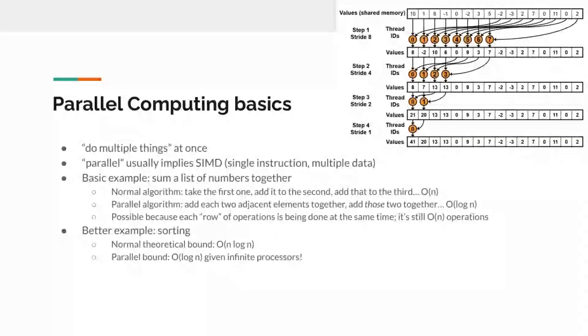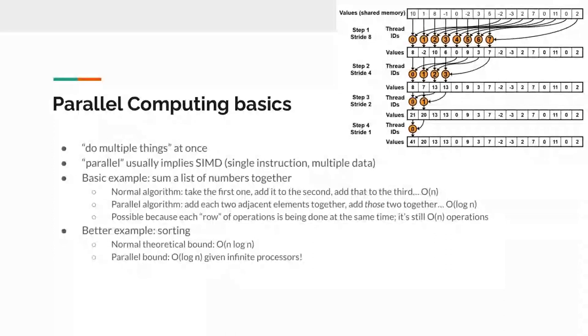The basics of parallel computing is that you're doing multiple things at once. The word parallel usually applies to SIMD, which is single instruction, multiple data, so you're doing one instruction on many pieces of data. A basic example is summing a list of numbers together. The normal algorithm is you take the first one, then add it to the second, then add it to the third, and you get to the end of the list. That takes O of n operations because there are n numbers in the list, and in order to add them, you have to see them all and then add them all.